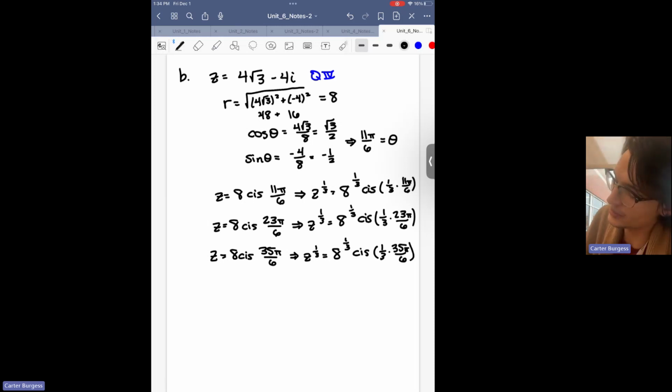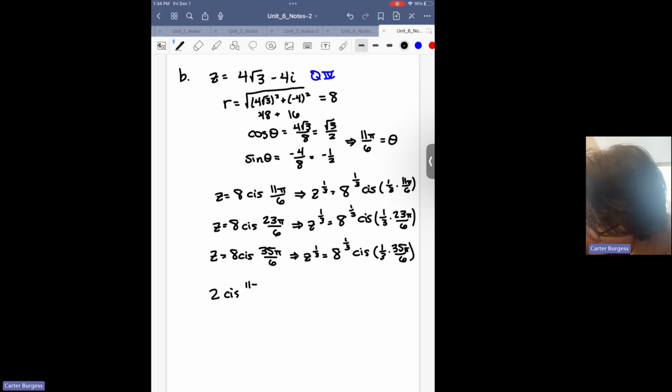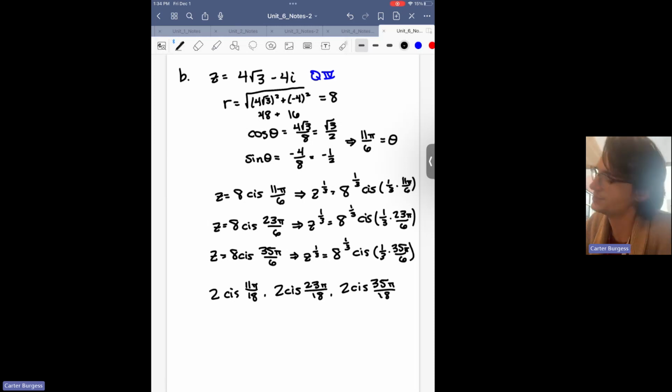All right, so we said our 3 solutions, 8 to the 1/3 we said is 2. So this is 2 cis of 11 pi over 18, 2 cis of 23 pi over 18, and 2 cis of 35 pi over 18.